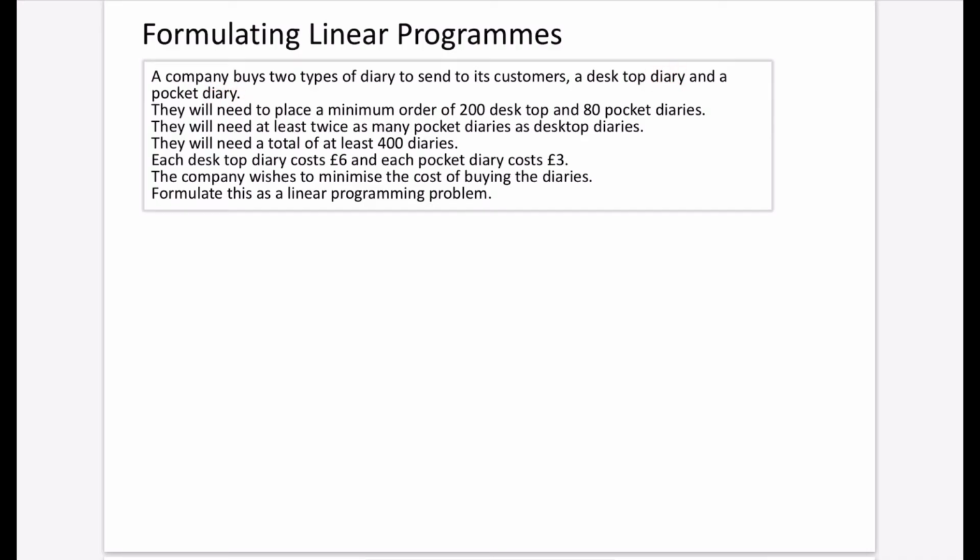I imagine most people are using stuff on their phones or computers. But anyway, it says they will need to place a minimum order of 200 desktop and 80 pocket diaries. They will need at least twice as many pocket diaries as desktop diaries, and they will need a total of at least 400 diaries. Each desktop diary costs £6 and each pocket diary costs £3, and the company wishes to minimize the cost of buying the diaries.